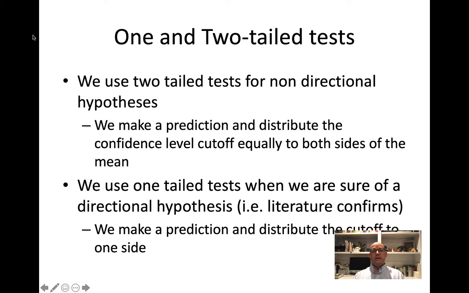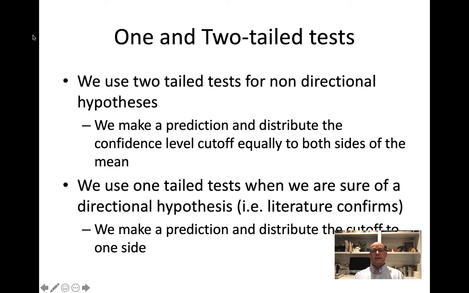So really, we don't see very many one-tailed tests, but I wanted to give you that little bit of background so you understand if we get into Excel or if we get into SPSS, and we talk about a one-tailed test or a two-tailed test. Two-tailed tests are always for non-directional hypotheses. A one-tailed test only works for a directional hypothesis.